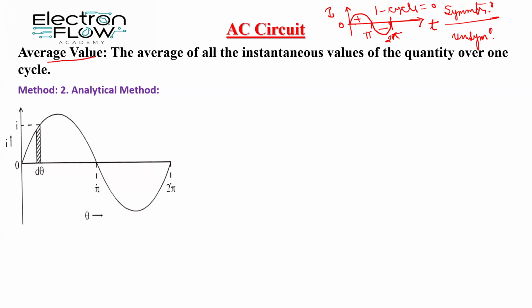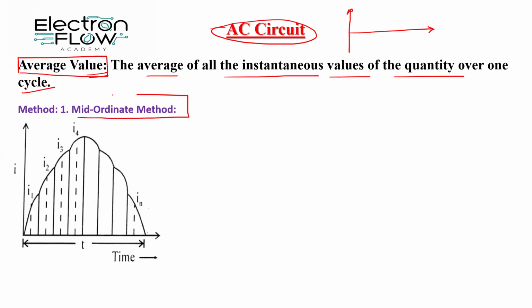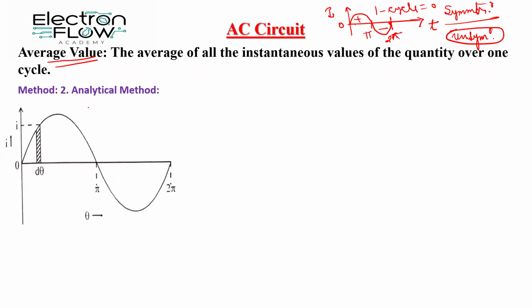So this is the meaning of the average value. Another waveform is known as the unsymmetrical. For unsymmetrical AC quantities, the average is determined for only the positive half cycle. However, for the unsymmetrical wave, average is determined over a complete cycle. For finding average values, there are two types of methods. The first is the mid-ordinate method, and another is the analytical method.